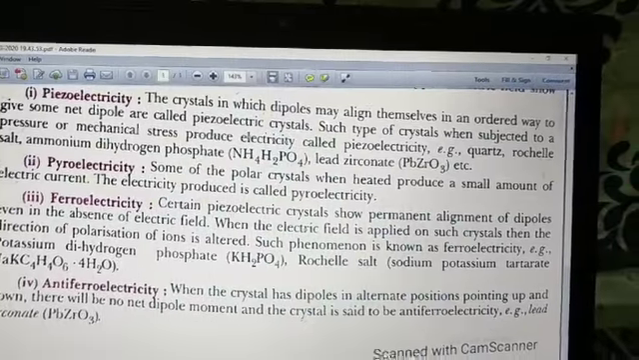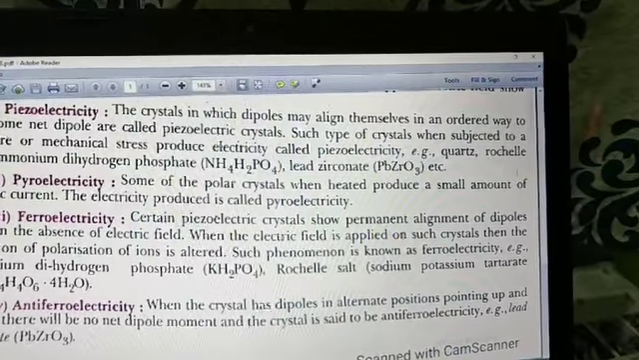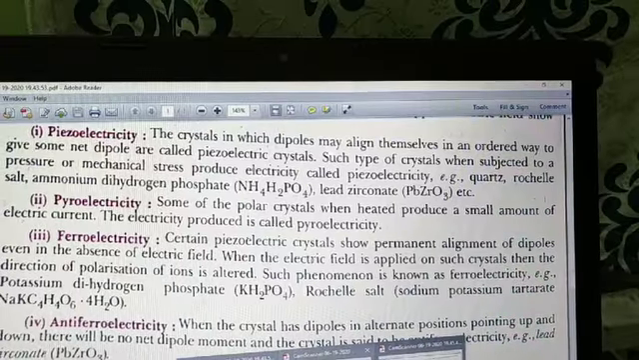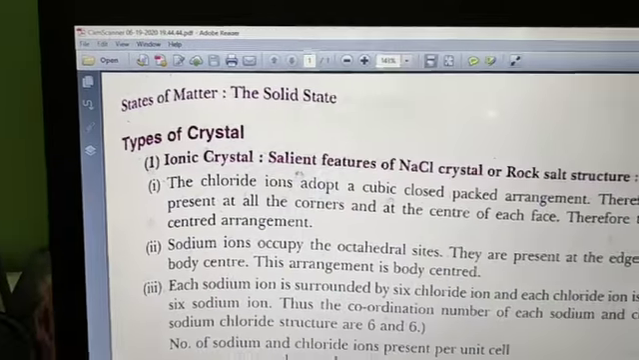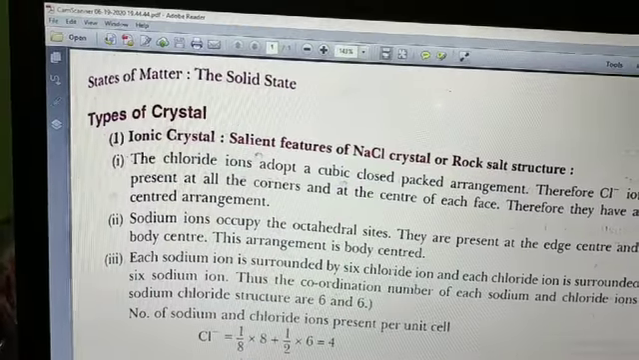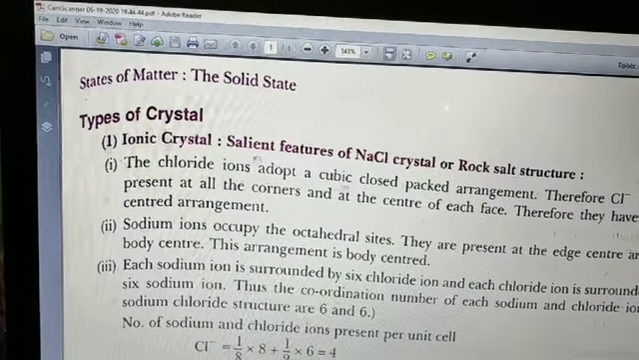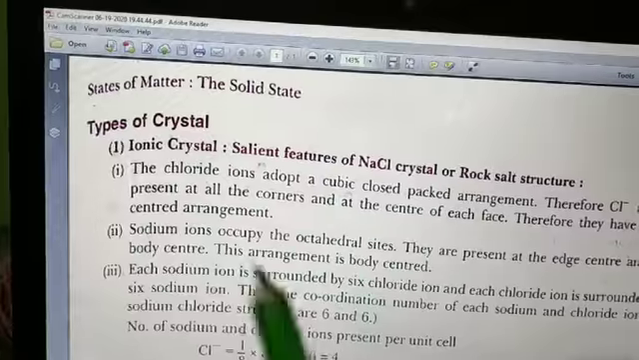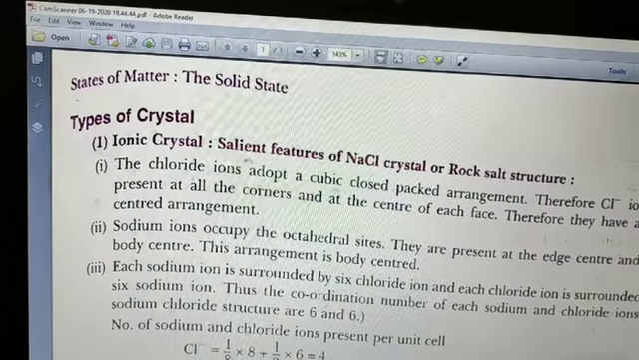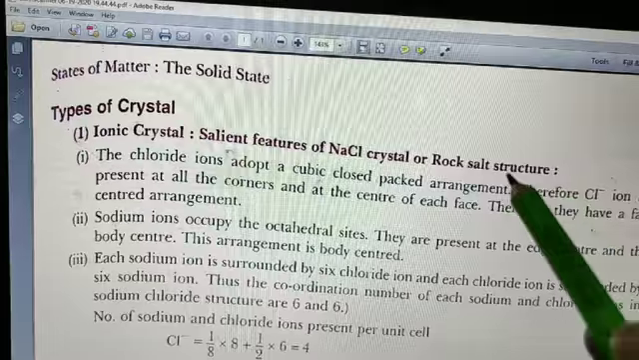Next we need to discuss types of crystals. So we have got basically three types of crystals. We have to see one by one. The first crystal is ionic crystal. An example of ionic crystals you can find in sodium chloride, or we call rock salt.